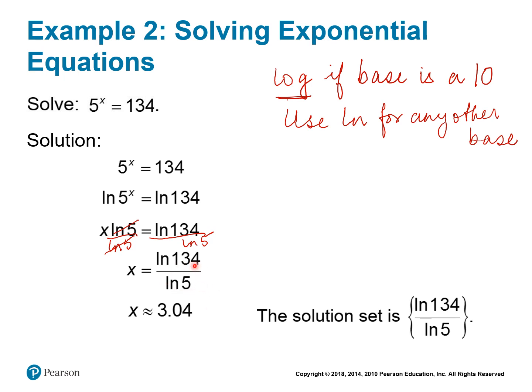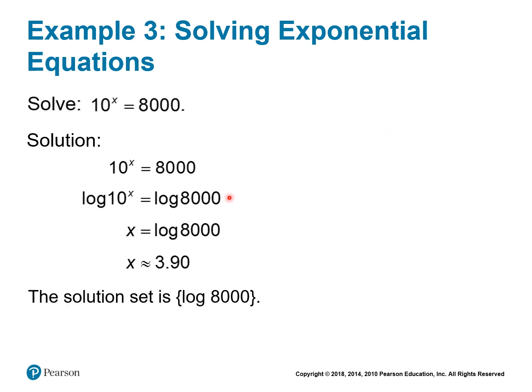Now we have to use a calculator to compute this. When we do that, we get a value of approximately, rounded, 3.04 for the value of x. So the solution set is ln 134 divided by ln 5, which when computed through a calculator will give us a value of 3.04. Now this example is about solving exponential equations with base 10.